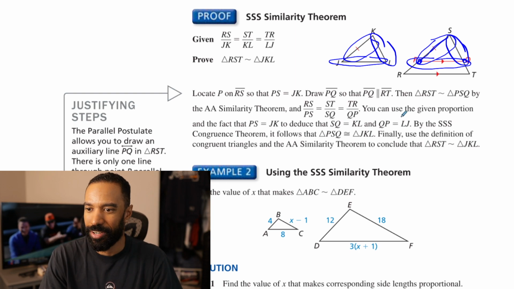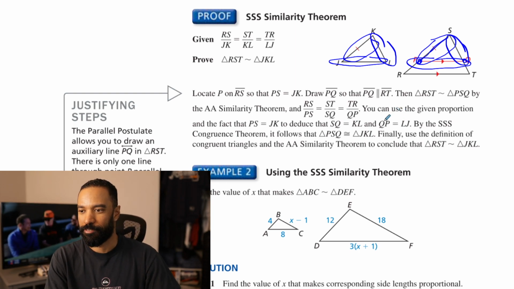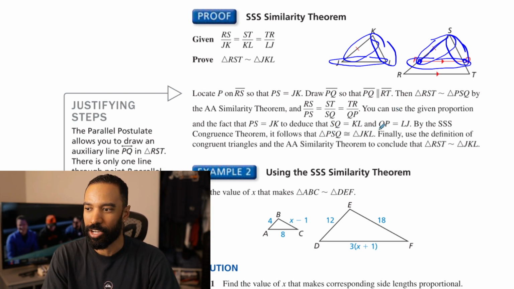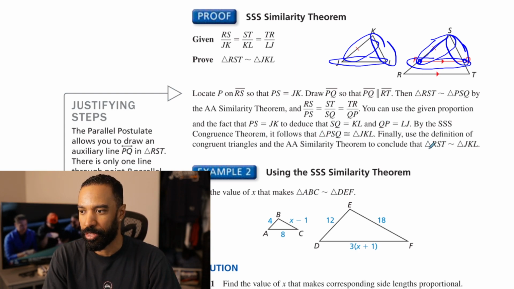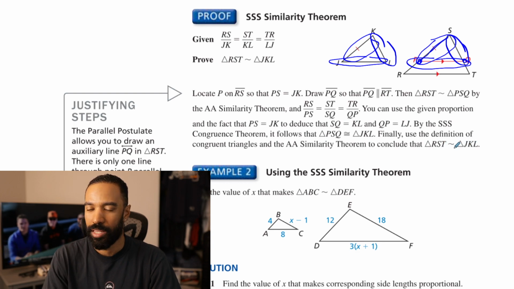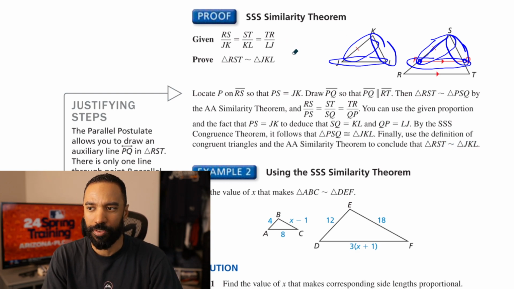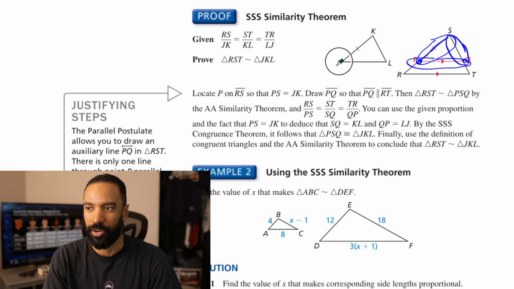Sorry about all the stuff I'm doing there. By the side congruence theorem, it follows that those two triangles are congruent. Finally, we use the definition of congruent triangles and the angle similarity theorem to conclude that those are similar. Kind of a wonky proof. I'm not saying it's a bad proof. It's hard to follow as far as what they're actually saying.